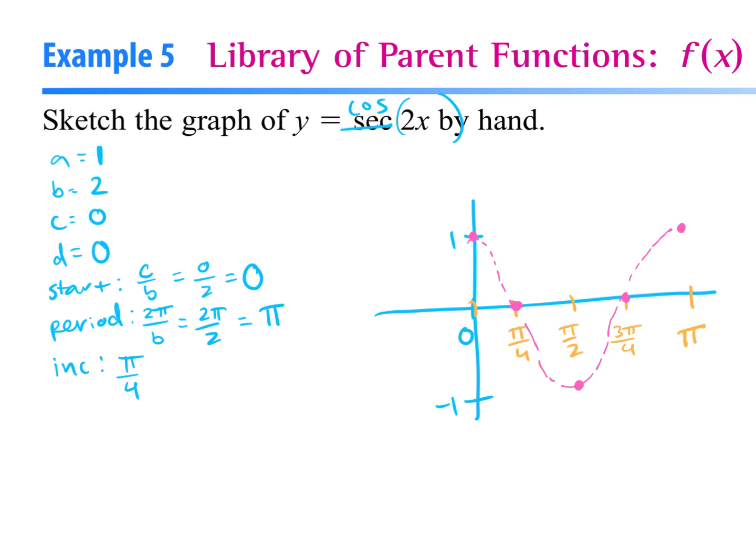Once I draw my cosine graph, I can go ahead and graph secant. Now my secant function needs asymptotes. So where am I going to put the asymptotes? Awesome, at pi over 4 and 3 pi over 4. So wherever your cosine graph touches 0, that's where your asymptotes go.